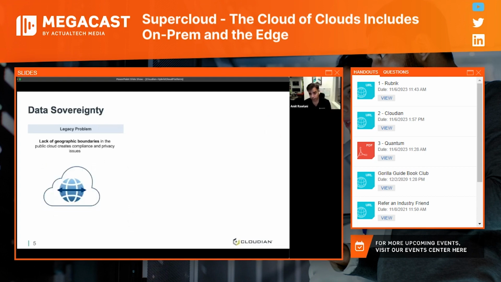Now on the data sovereignty aspect, right? Not all data is created equal, right? Some of the data just cannot go into the cloud. This could be because of privacy reasons. This could be because of compliance reasons. This could be because of the sovereignty reasons. Some companies actually have regulations these days that you have to have the data residence, or you cannot put data into the public cloud.